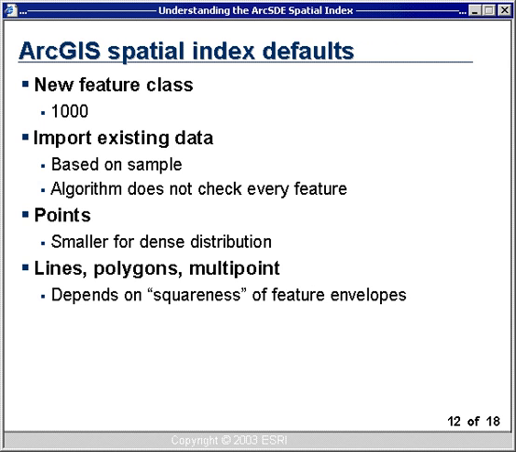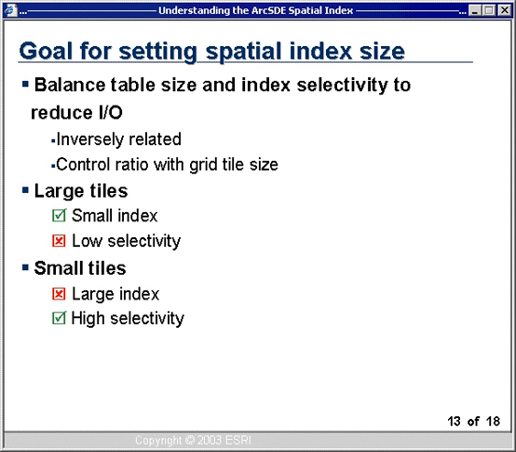Now, our goal for establishing our spatial index size is that we want to balance table size and the selectivity of our index so that we reduce the number of I/O operations that we need to incur against the spatial index table. I think Michael pointed out in an answer to a question that usually the I/O is the slowest part of all the work that the database server has to do. And so if we can reduce the number of I/O operations that we need to resolve a query, we'll do a lot to speed things up.